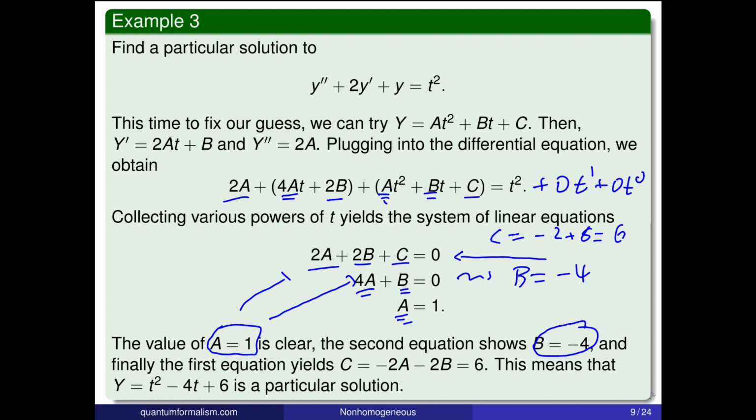All right. So yeah, linear algebra was more or less as friendly as it could be for a system of 3 equations with 3 unknowns. So we'll end up with 1 times t squared minus 4 times t plus 6 as our particular solution for this one.